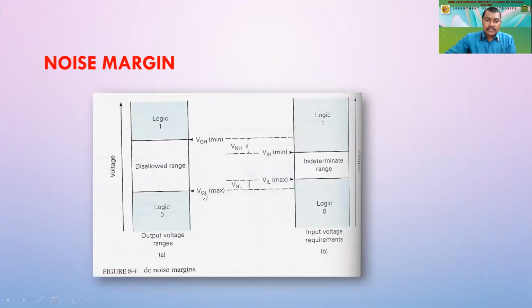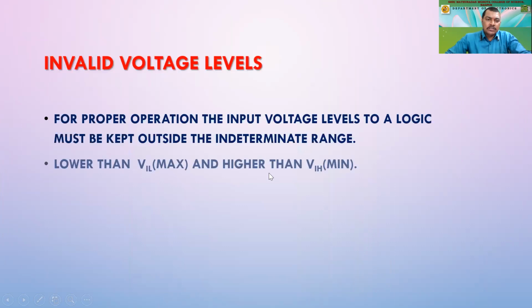If this is VOL max and some noise pushes it like this and it reaches this point, then the intermediate range will decrease, and it may happen that the gate might consider it as high. So we should have a digital IC which has high immunity to noise. I guess you have understood this. This is the noise margin. Then invalid voltage levels, that is what we were talking about. That is the noise, that is invalid.